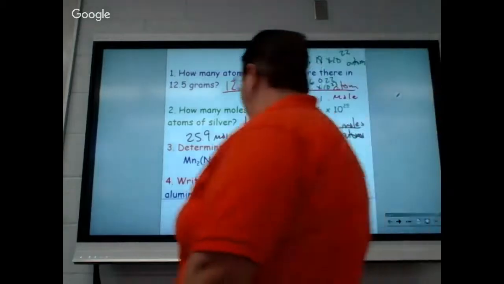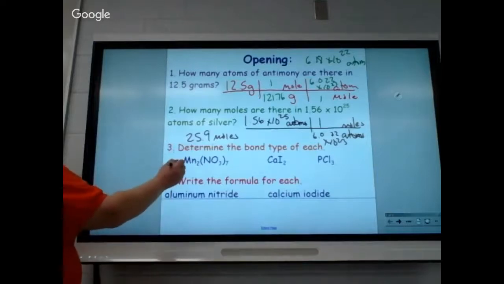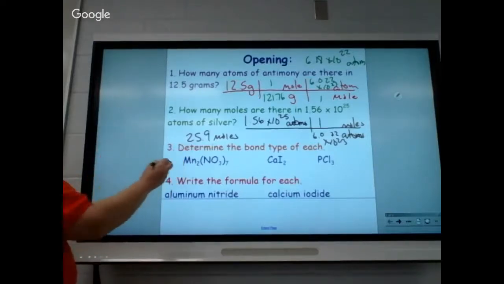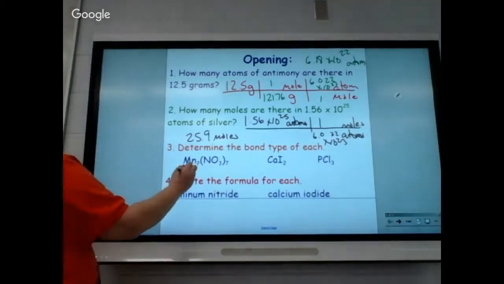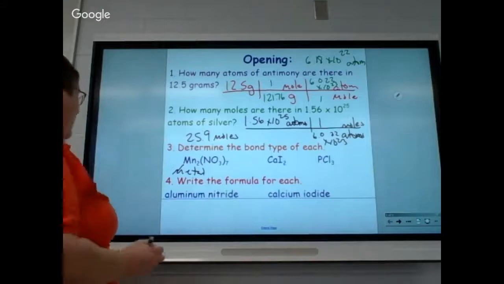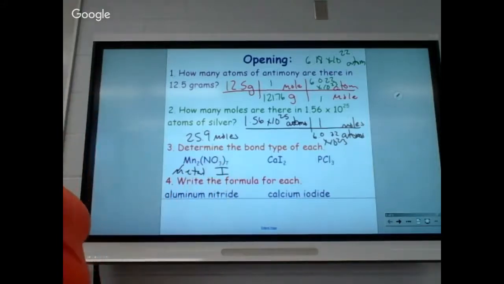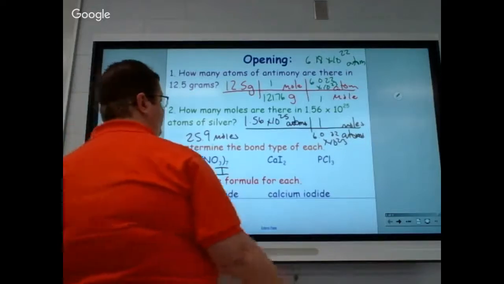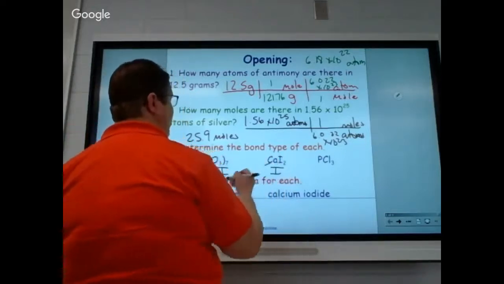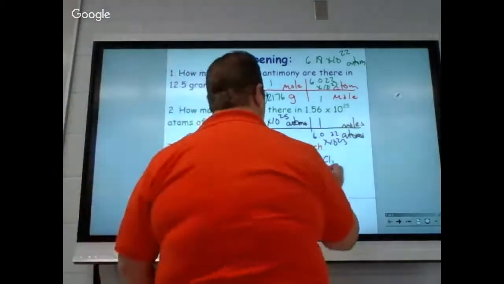All right. So when we look here at MnNO3, what's Mn? It's manganese. But is it a metal or a non-metal? It's a metal. As soon as you can say that's a metal, you automatically know it's what kind. It's ionic. As soon as it has a metal, it's an ionic compound. All right, CaI2? It's ionic. That's a metal again. And PCl3? Covalent. All right?